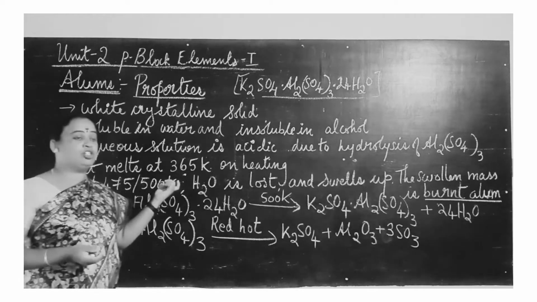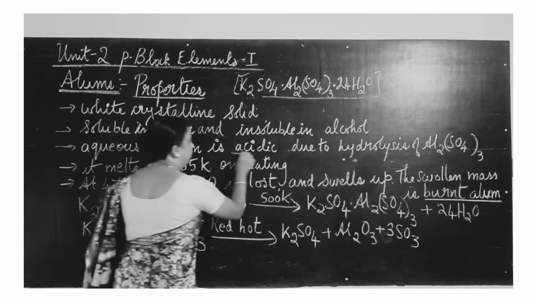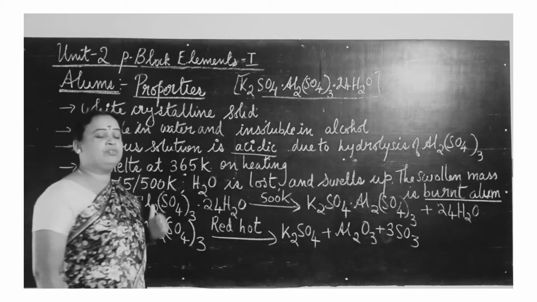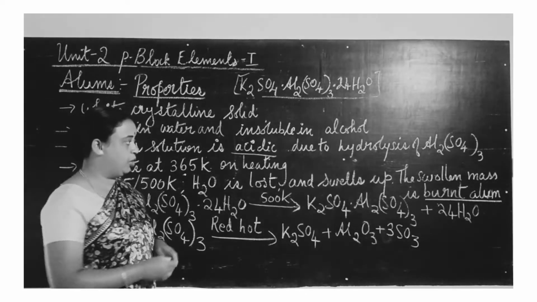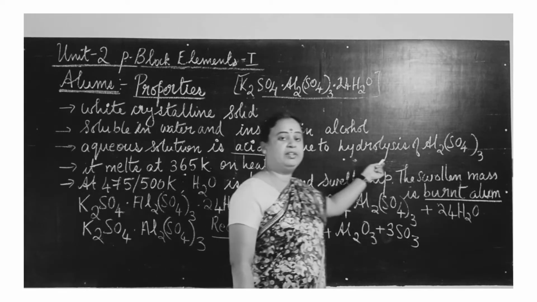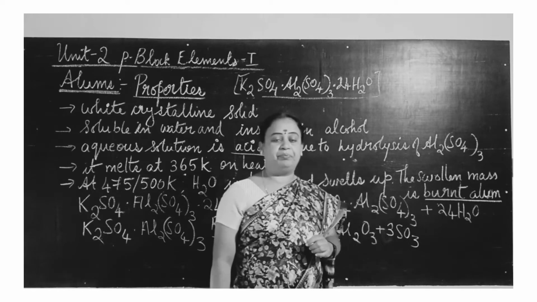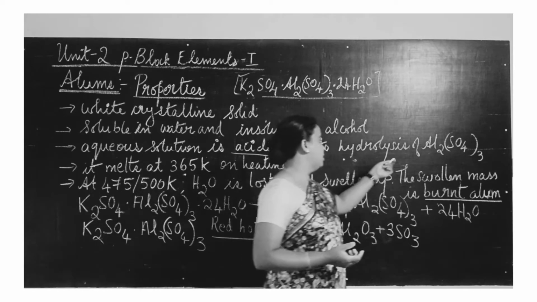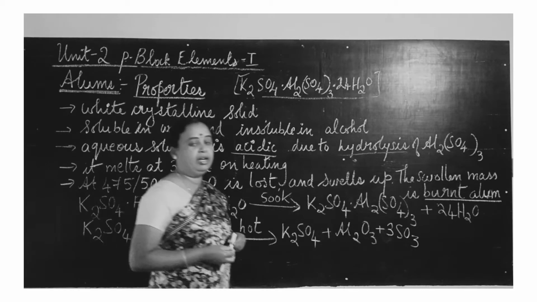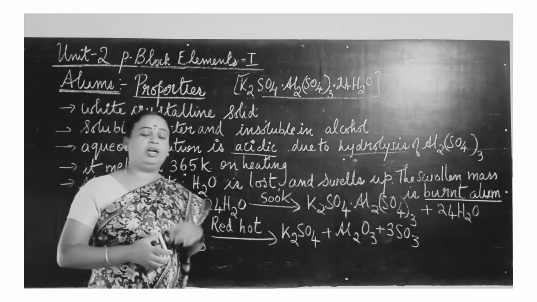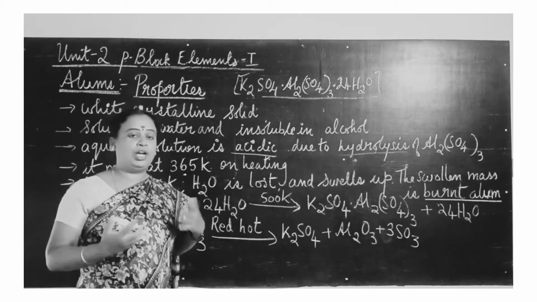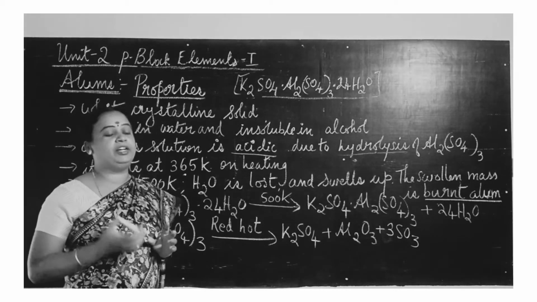Now this aqueous solution is acidic in nature. What is the reason for its acidity? Because the aluminum sulfate which is present in alum undergoes hydrolysis. For that reason only, the aqueous solution of alum is acidic in nature.